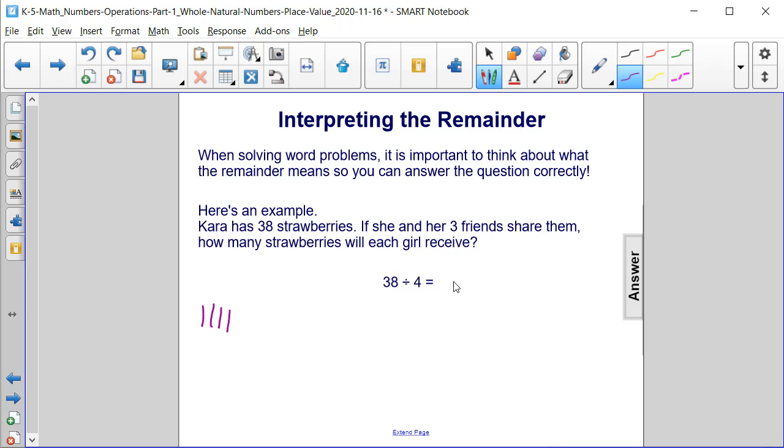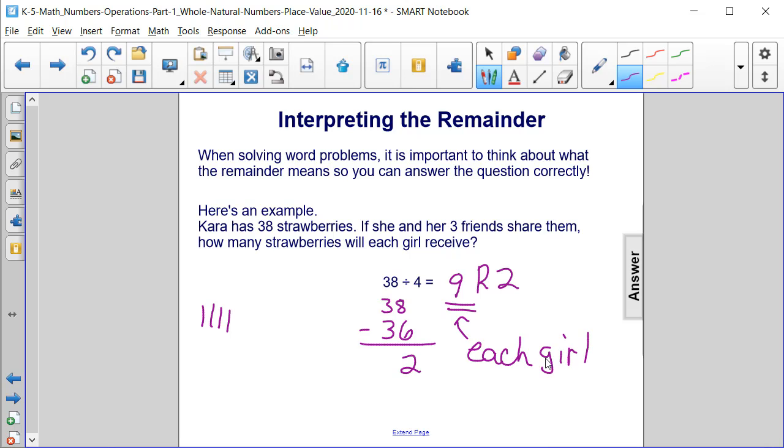So 4 goes into 38 9 times, and 9 times 4 is 36. So we have 38 minus 36. We have 2 left over. So 4 goes into 38 9 times with a remainder of 2. That means that each girl will receive 9 strawberries. And then this 2 represents the extra strawberries that remain that nobody receives.